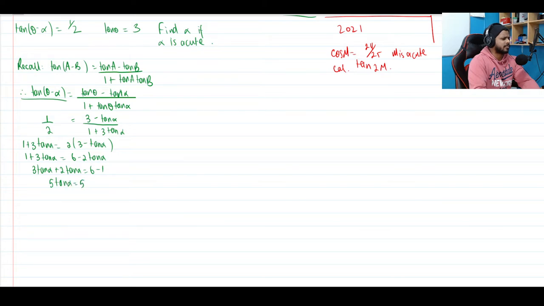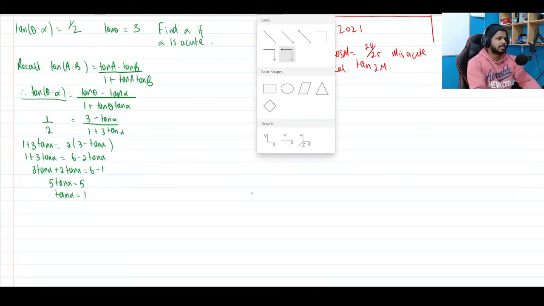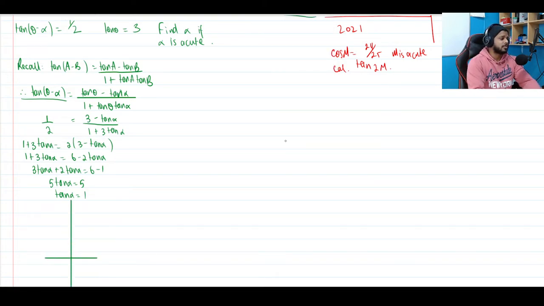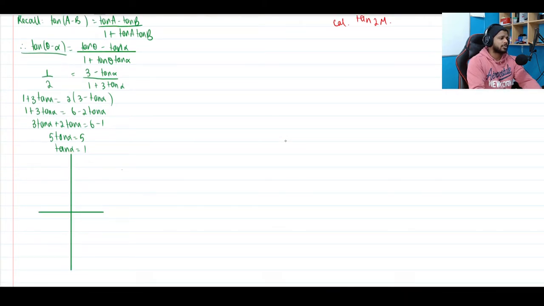5 tan alpha is 5, so tan alpha is 1. Now the question did say to find theta and that theta is acute, but generally we know tan is positive, so my solutions will lie in the first and third quadrants. My principal value is tan inverse of 1, which is 45 degrees.